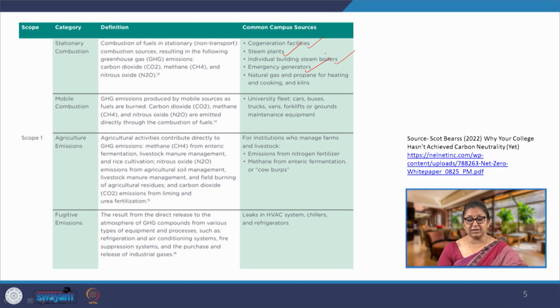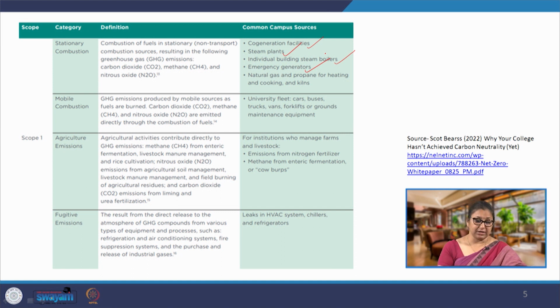We also have natural gas or propane for heating and cooking, which is less in India for heating, but for cooking we have the provision of using LPG. Then we have mobile combustion, which is the university fleet of cars, buses, there could be trucks or vans. There could be other maintenance equipment, for example, gardening equipment, forklifts, the grass mowers, and a lot of other equipment which may either be running on electricity. If it is on electricity, again we see that it is going in scope 2, but a lot of times it is running on diesel or petrol.